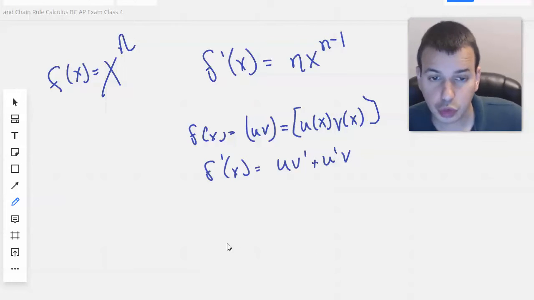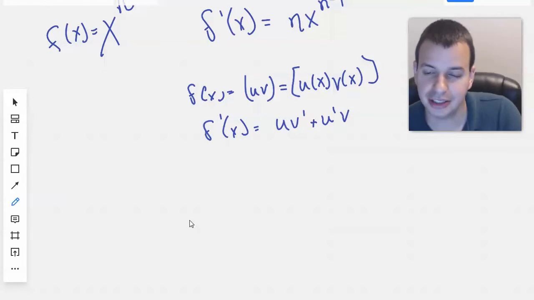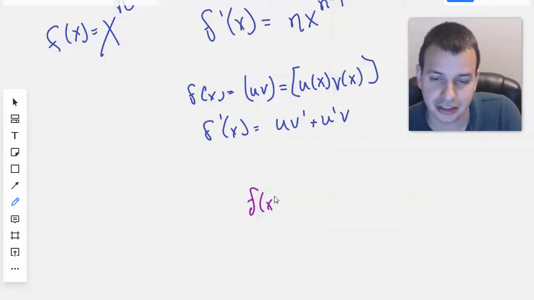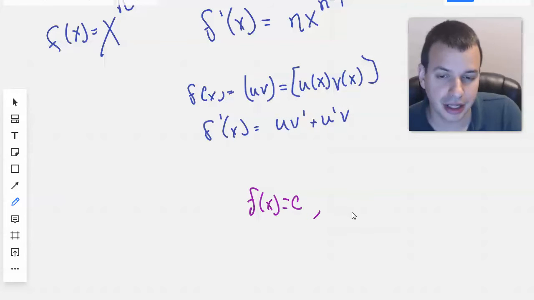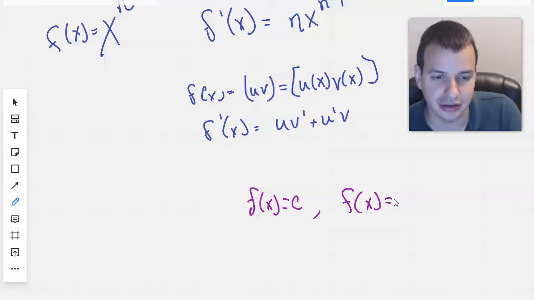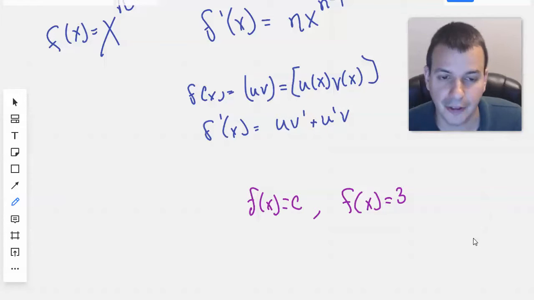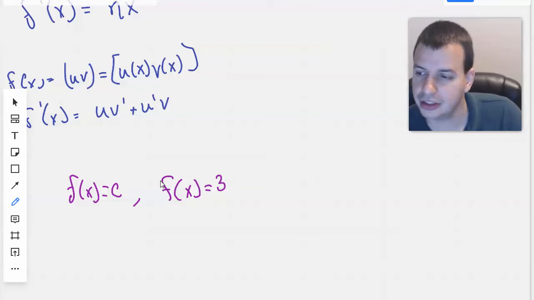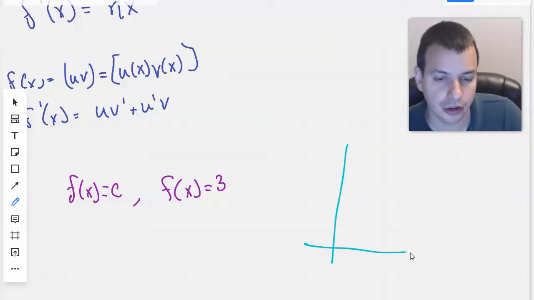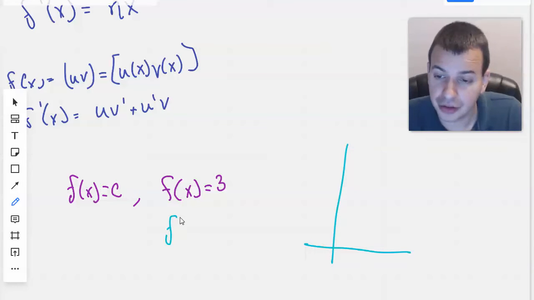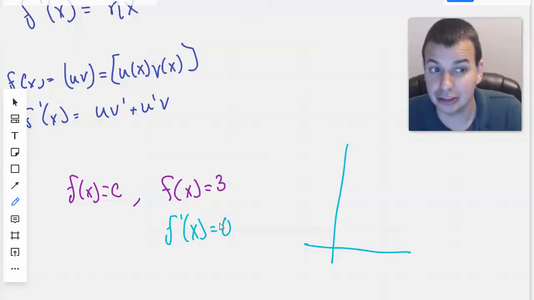So we're going to start with a constant. So you have something along the lines of f of x equals c, c is for constant, but in this case I'm just going to say that f of x equals 3. One constant's pretty much as good as another, and I like things that are a little bit more concrete. And my justification for the derivative of a constant is going to be pretty informal. So the derivative of a constant is 0.